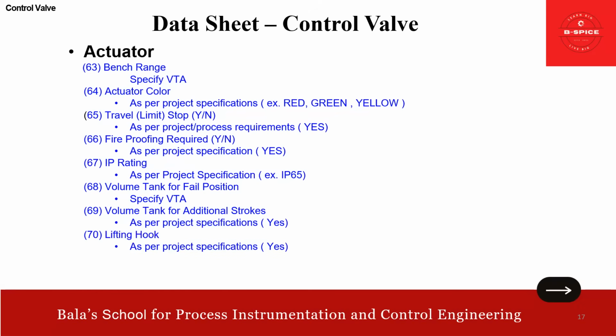Then we have a lifting hook actually. That is, when we transport the valve, you need to have a hook. So that is actually okay. That's a very common thing we can put. And travel indicator. This is also for monitoring the position, whether you want this as a travel indication or not. So if you want to put it, you put it. Of course, you go with the project specification. So that's it about the actuator, friends. I hope this is also clear for you.